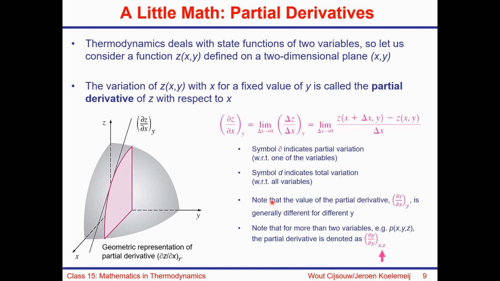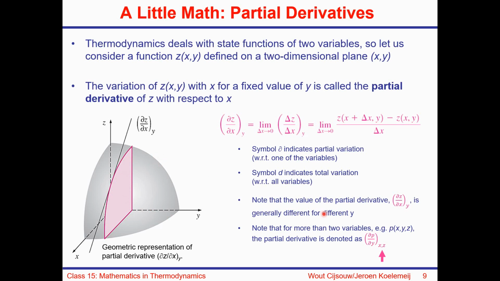Note also that the value of a partial derivative, this dz dx here, is always given for a certain value of y, and the value of the derivative generally changes when you take a different value of y. In this curve, that means that if we would take a different value of y, then this intersection here would actually move, and obviously the tangent would have different values.